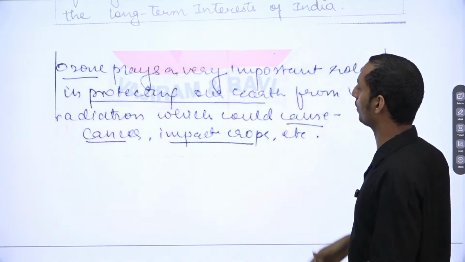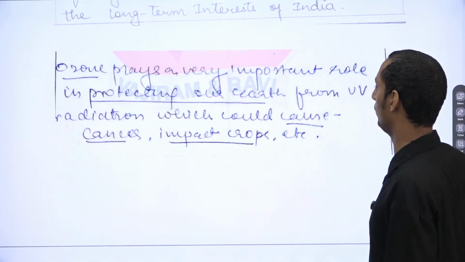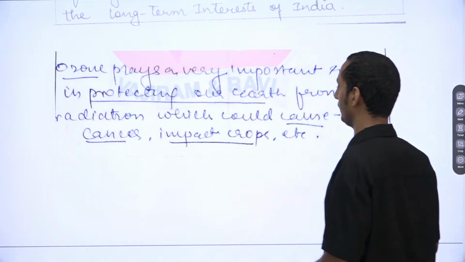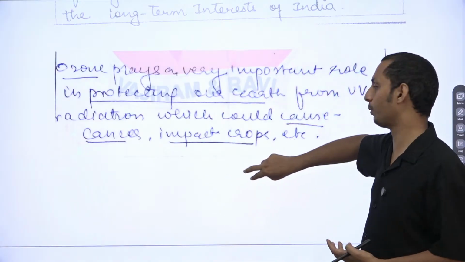Ozone plays a very important role in protecting our Earth from the UV radiation, which could cause cancer, impact crops, etc. This is also a very general conclusion. So it's very okay to provide the conclusion.